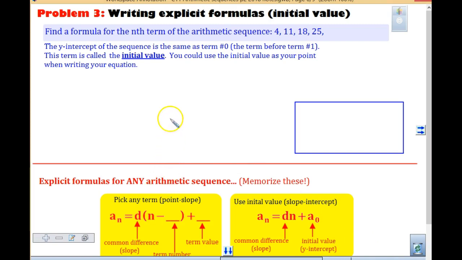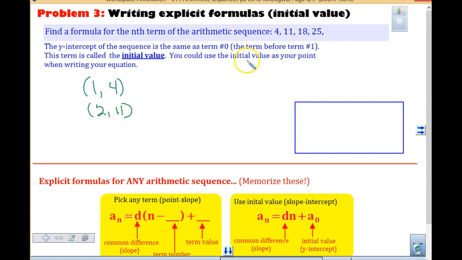As you look at that next screen down, it says find the formula for the nth term of the sequence 4, 11, 18, 25. The y-intercept is the same as the 0 term. It's before our first term, and that term is called the initial value. You can use the initial point when you're writing an equation. So here's the first thing we want to think about. We have the ordered pair 1, 4. We have the ordered pair 2, 11.